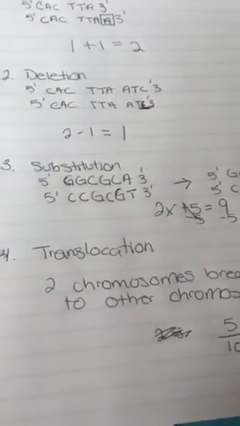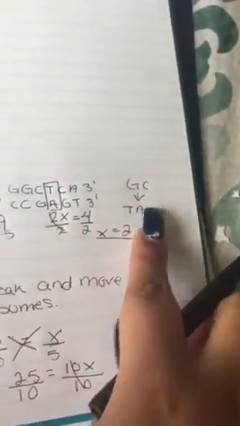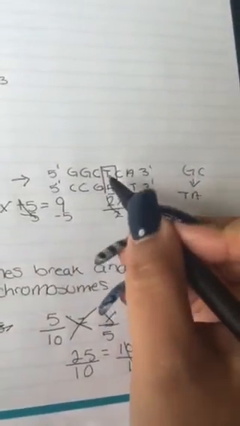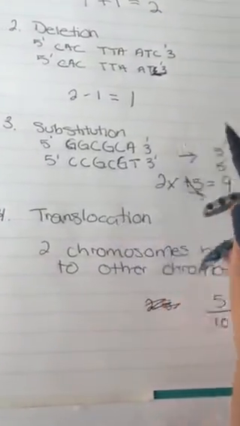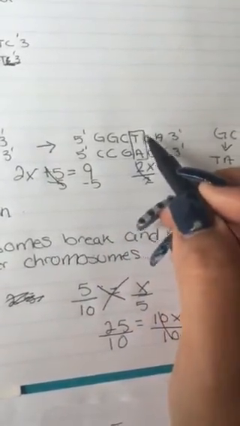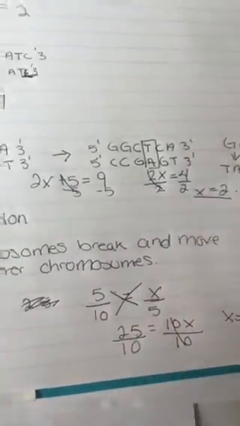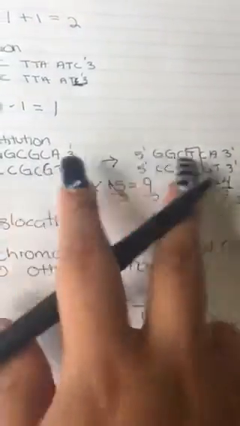On the substitution, you can tell that on the original one, you are replacing the GC with the TA on this one. So like you have GGC, GCA. On this one you have GGC, TCA. So you're substituting the TA for the GC.